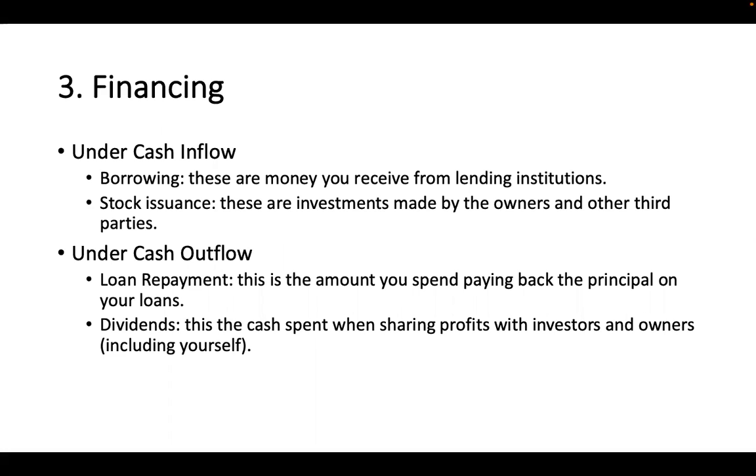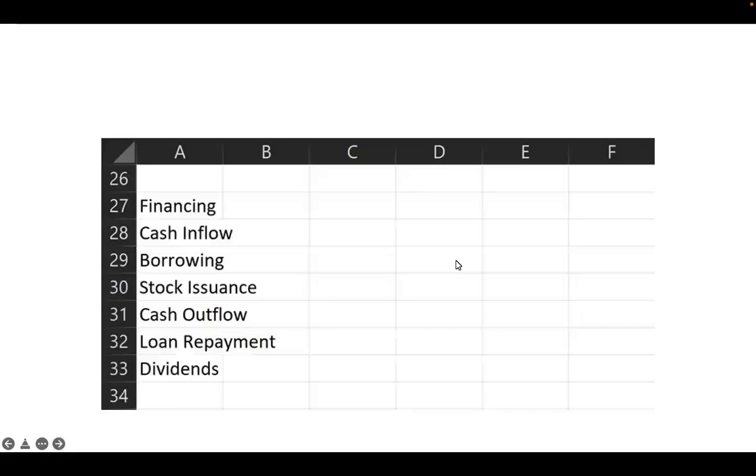This is the amount you spend paying back the principal on your loan. So principal अगर दे रहे हैं तो it will come under financing. And interest will come under the operating. Okay, and the dividends, this is the cash spent when sharing profits with investors and owners, including yourself. So if you are running a business and we'll have to now give the dividends to the owners of the company, so this is our cash outflow.